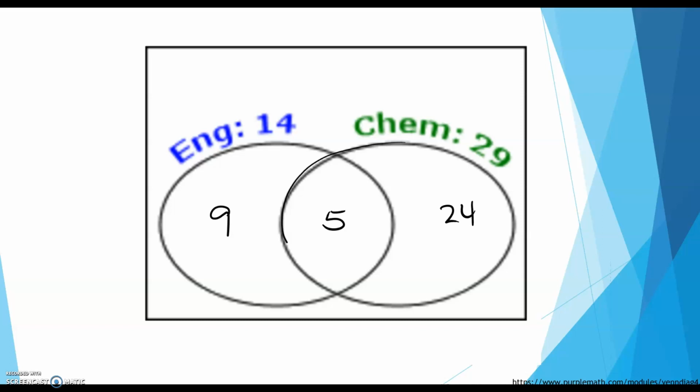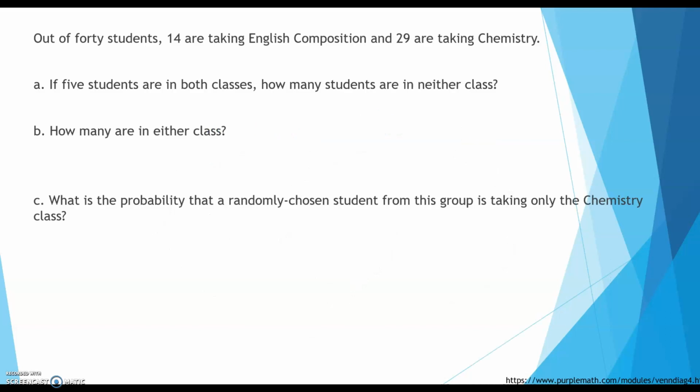Because this whole thing right here is chemistry. This whole thing has got to add up to 29. We don't want to count the 5 twice. Okay, so if I do 9 plus 5 plus 24, that gives me 38, which means there are 2 students that are in neither English or chemistry.